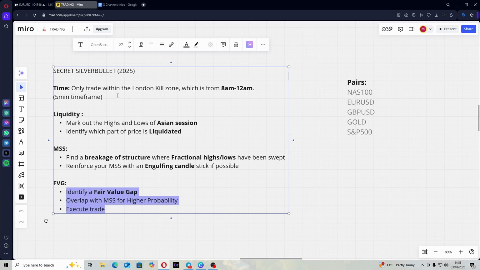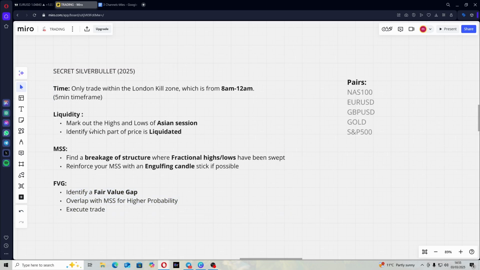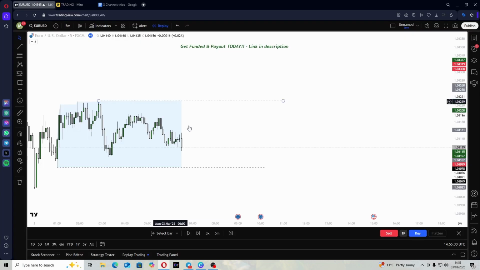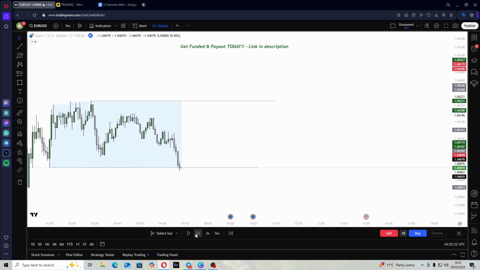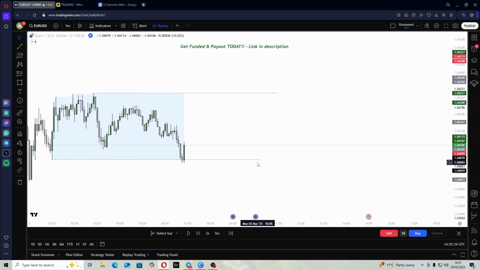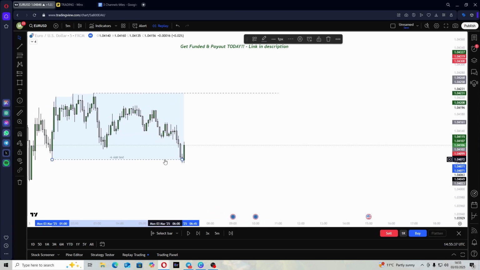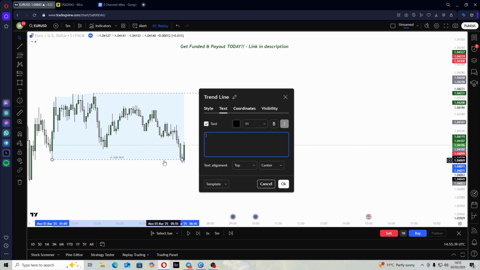But what you're going to be doing is marking out the highs and the lows, and then we need to identify which part of price is getting liquidated first, if it's the highs or the lows. So we're going to play price forward, and you can see the lows there have just been swept. So this will be our liquidity sweep, right?